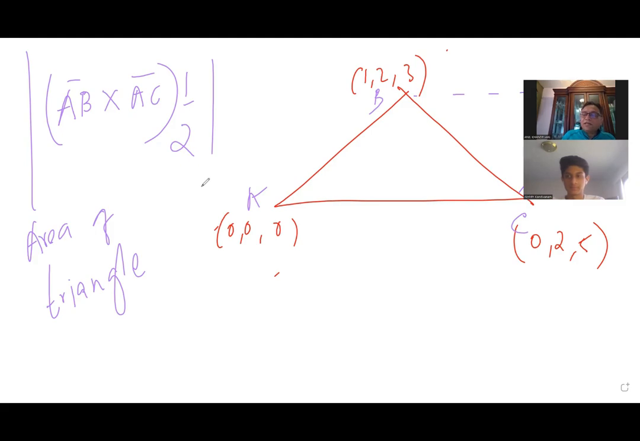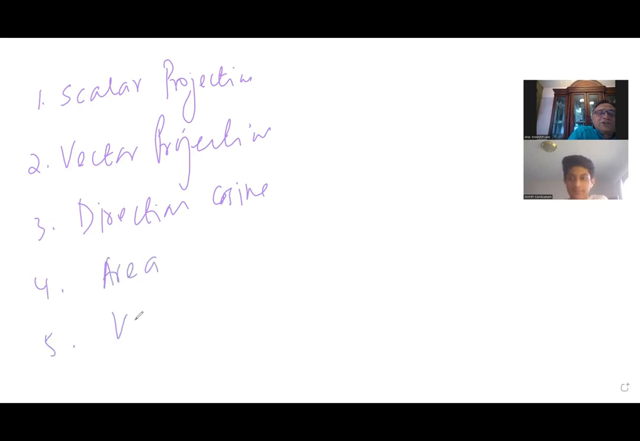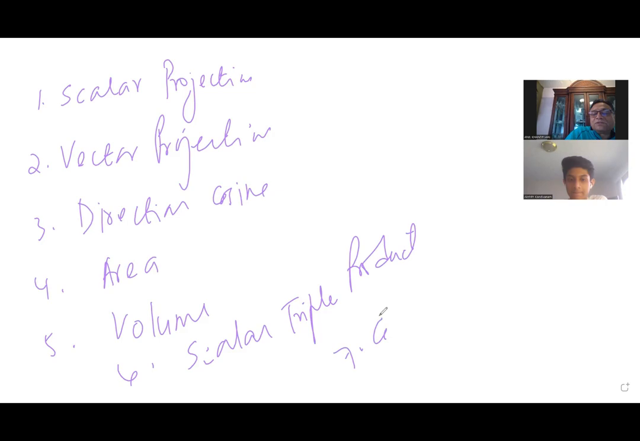So now with that, we covered not only scalar projection, vector projection, direction cosine, and scalar triple product, but also area, volume, and the scalar triple product, whose very good application is coplanar vectors.